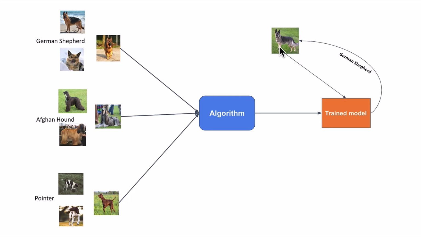So now when we pass this image to our model, it recognizes the breed of that dog and gives us the result. So that is the process of training a machine learning model. Similarly, let's look at another example.